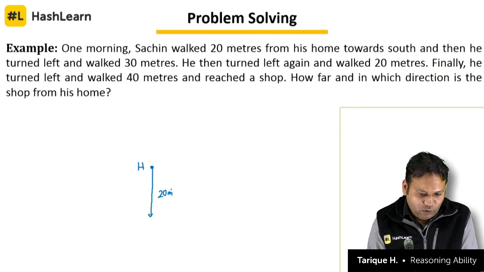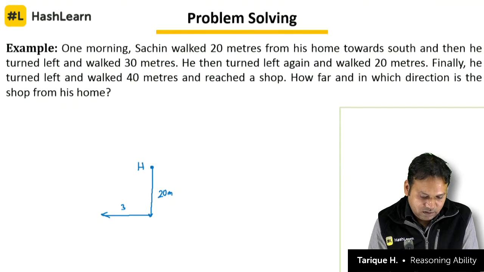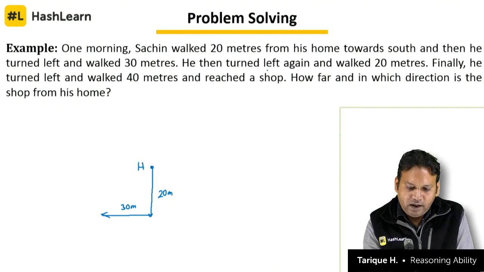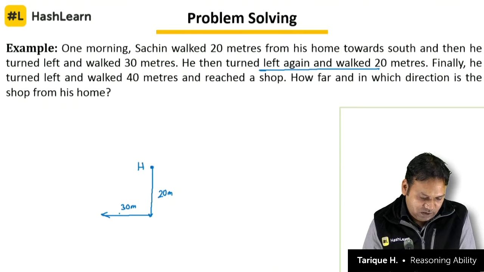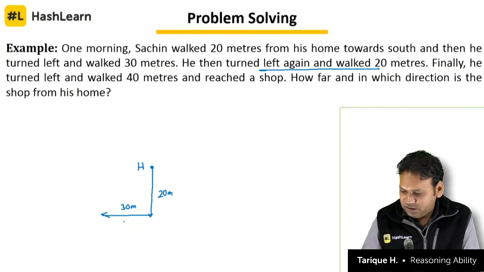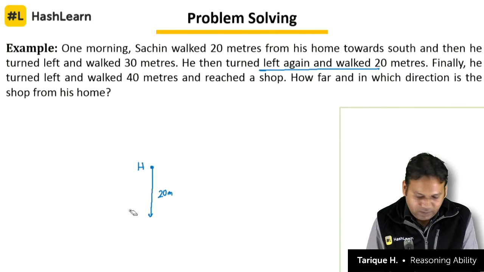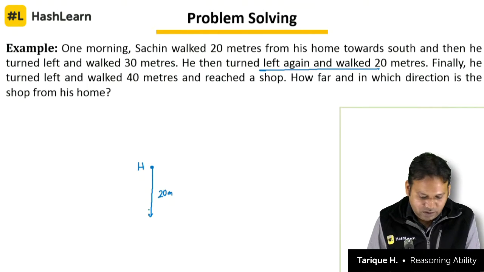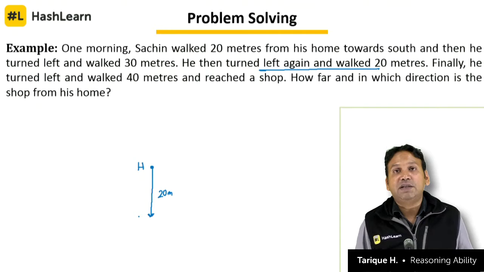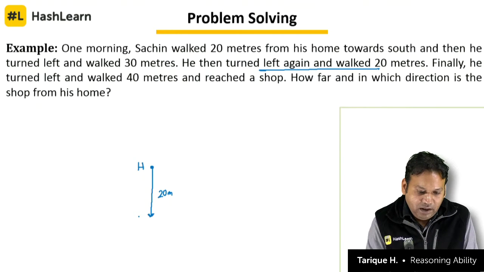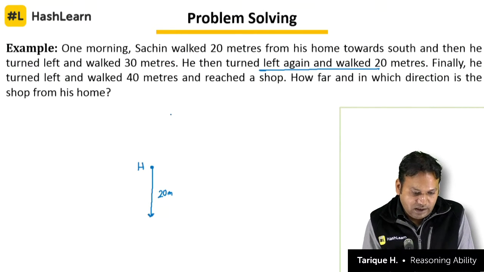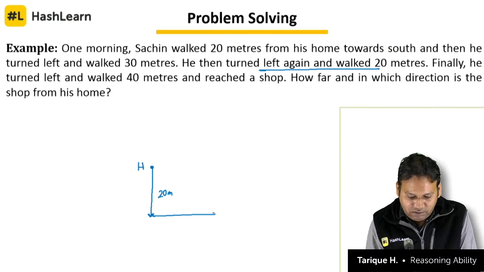Then he turned left and walked 30 meters. Then turn left again and walked 20 meters. So he's turning left. Sorry, this is right actually because he's going south, right? So just sorry, 1 second. When you are going south, right is towards your left and left is towards your right. So walk 20 meters south and then turn left and walk 30 meters. So he'll go 30 meters in this direction.